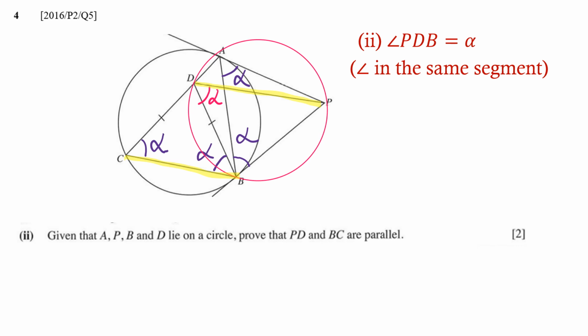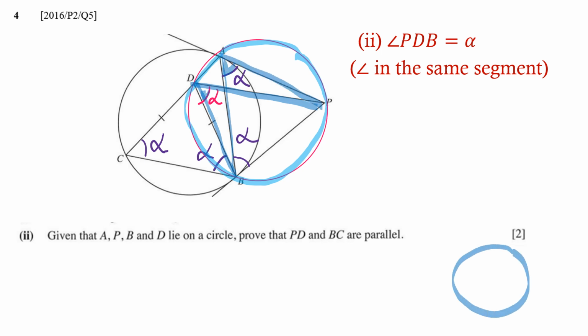We proved that PAB, we let PAB be alpha. So if you concentrate on this circle, let me erase this one. I think I'm not very good at drawing. Can you see that these two angles are angles in the same segment? If you have a chord, these two angles are the same. That's called angle in the same segment, because you're coming from the same segment here. So therefore, PDB is equal to alpha using angle in the same segment.